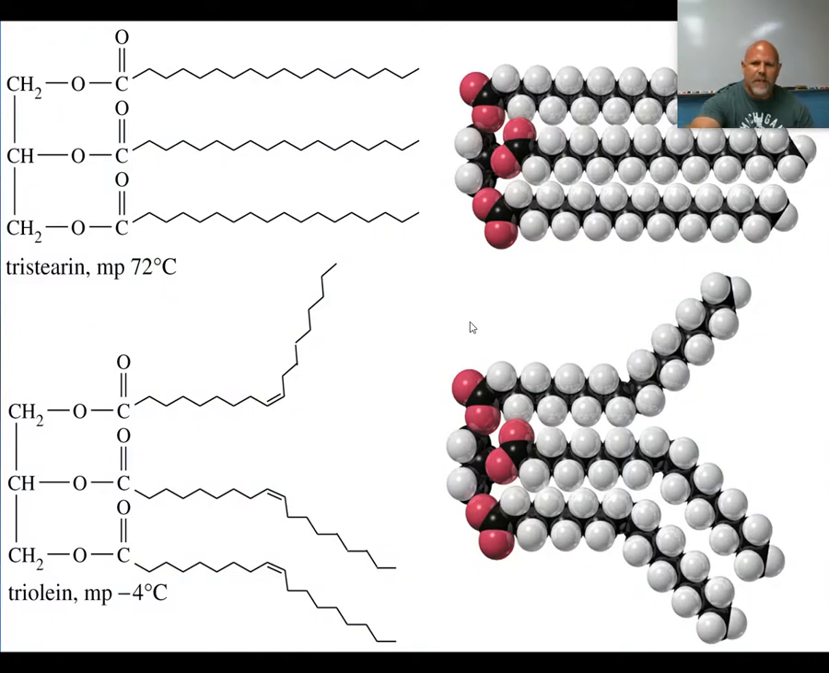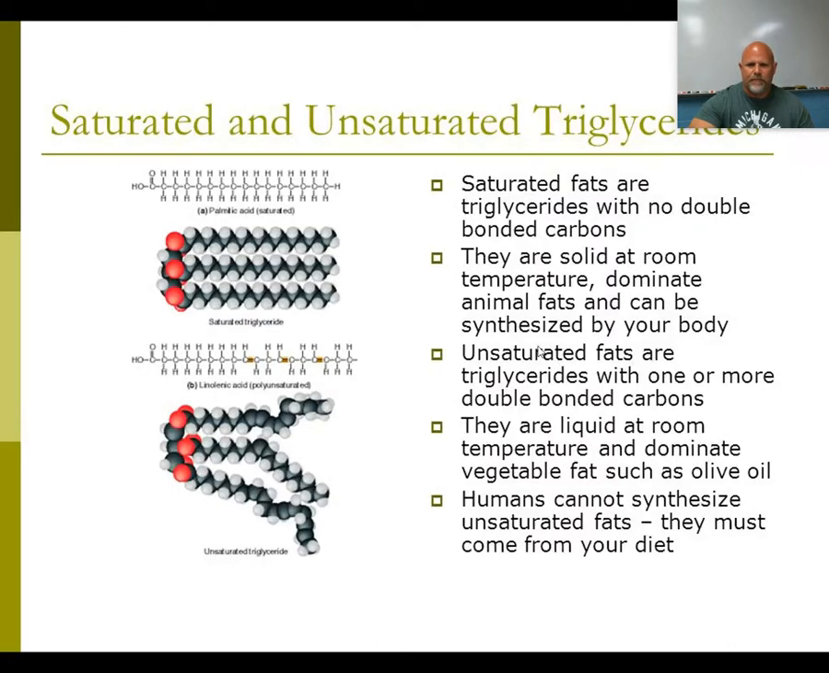So here are some examples of saturated fats. These would be saturated, and these would be monounsaturated fatty acids. And then down here we have an example of a polyunsaturated fatty acid. Poly, and then a mono between.